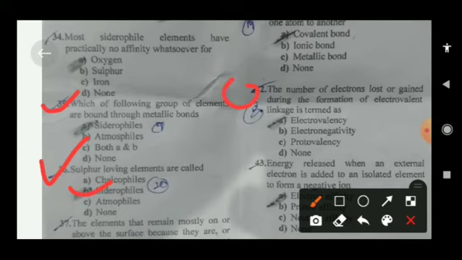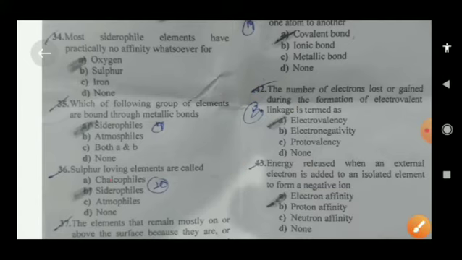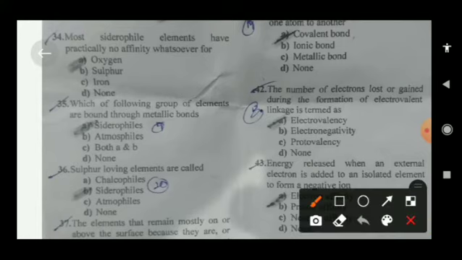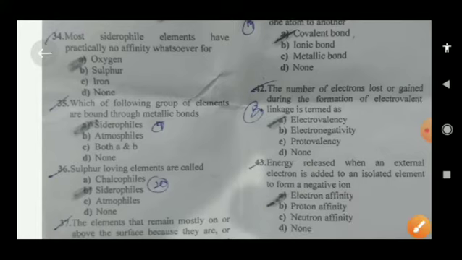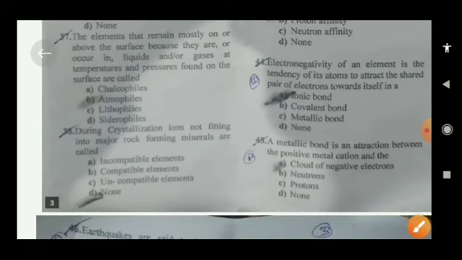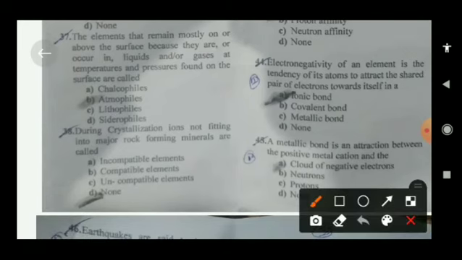Next question is, the number of electrons lost or gained during the formation of electrovalent linkage is termed as. The right option is electrovalency. Next question is, energy released when an external electron is added to an isolated element to form a negative ion. The right option is option A, that is electron affinity. Next question is, the elements that remain mostly on or above the surface because they are or occur in liquids or gases at temperatures and pressures found on the surfaces are called. The right option is atmophiles.